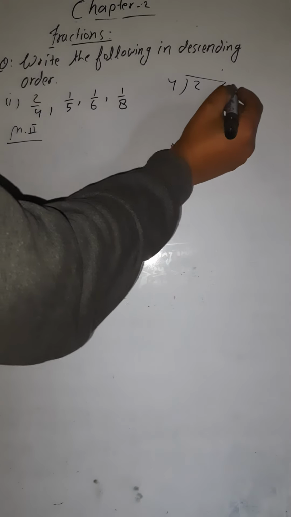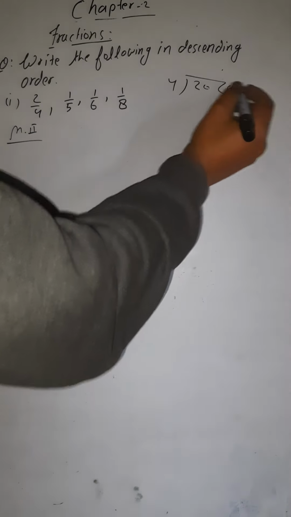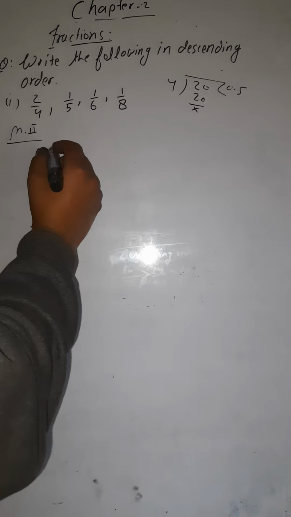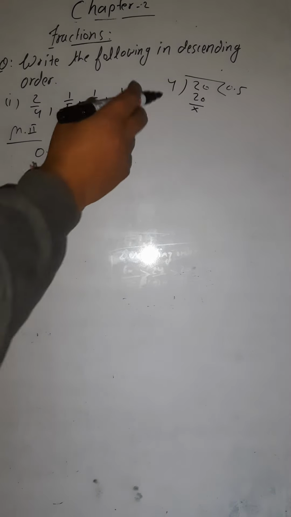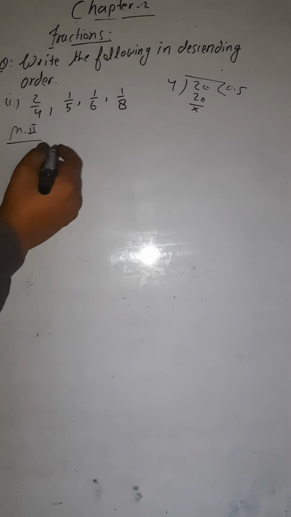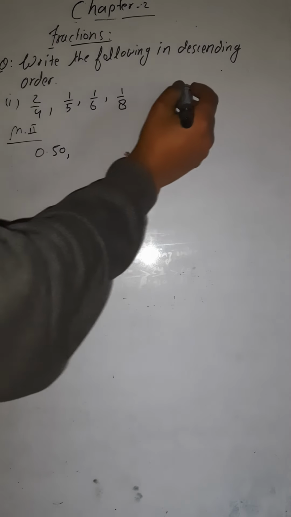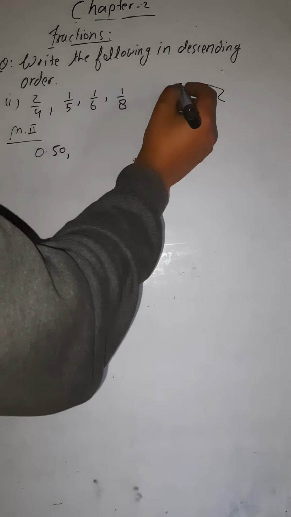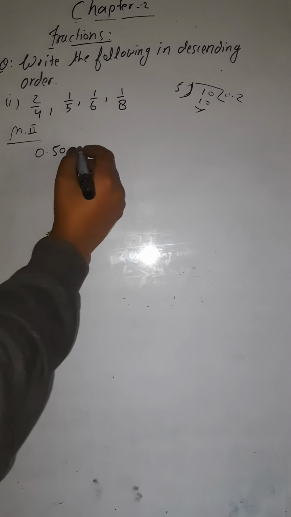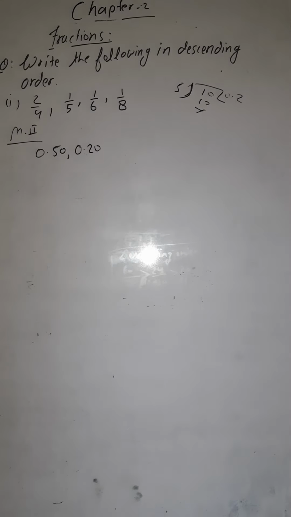Not divisible. Put decimal. Then here 0. 4 times 5 is 20. So I think it is coming 0.5. So we have to write up to 2 places after the decimal. So I can add here 0. 0.5 or 0.50, no problem. Okay. Next is 1 by 5. Now in the next case, I have to divide this 1 by 5. Not divisible. Put decimal. Then 0. 5 times 2 is 10. So it's coming 0.2, or I can add 0.20.